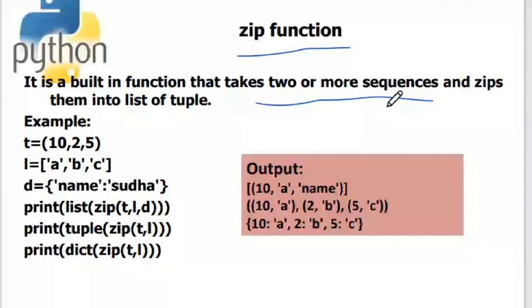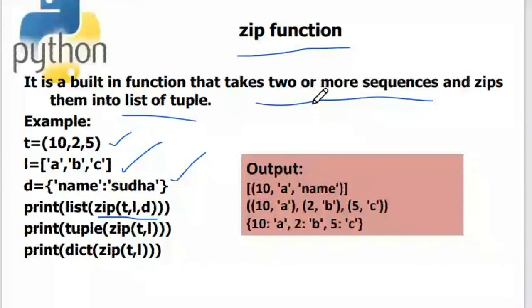Now I have taken a tuple over here, which has three elements: 10, 2, 5. And I have taken a list which is A, B, C, and a dictionary which has a key and value pair, where the key is name and the value is Sudha. Now I am zipping it. When I zip T comma L comma D, this takes two or more sequences, which is what the description of the function says. Like I said, T, L, D, all these three are passed.